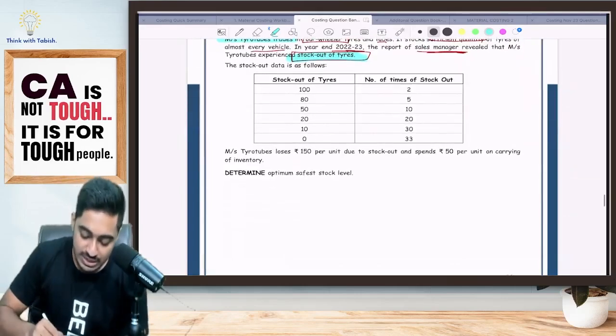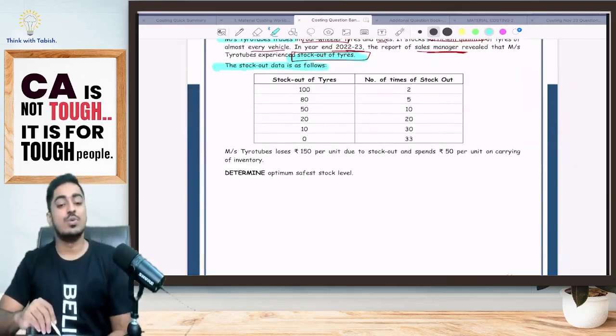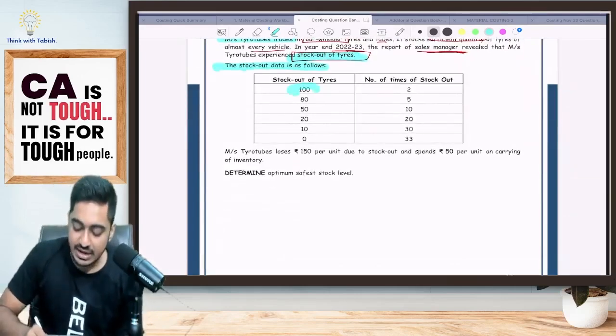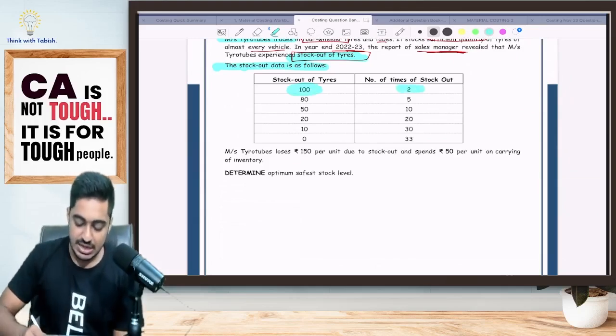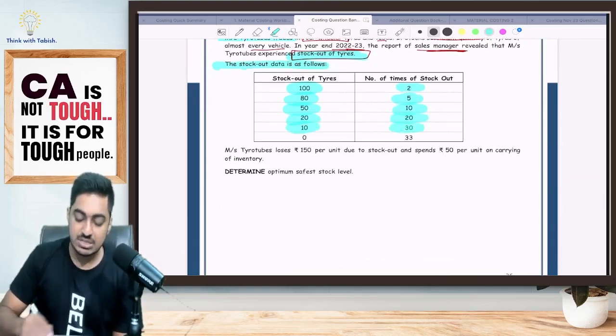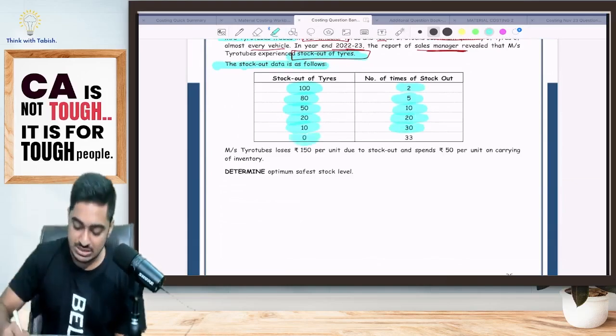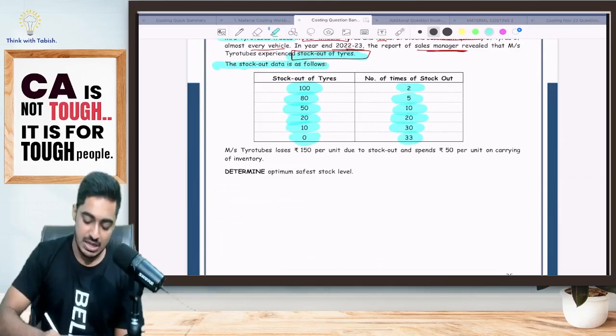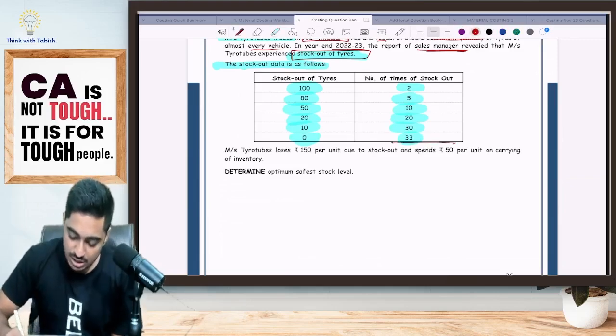Okay, stockout data they are giving. 100 tires were not there; how many times did it happen? 2 times. 80 tires were not there; how many times? 5 times. 50 tires were not there; how many times? 10 times. 20 tires were not there; how many times? 20 times. 10 tires were not there; how many times? 30 times. Zero stockout, that means every time stock was there; how many times was it happening? 33.